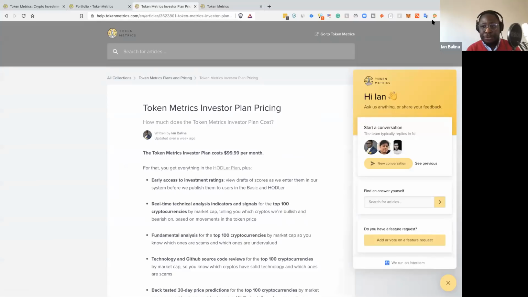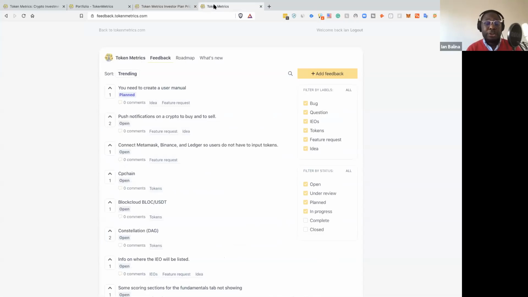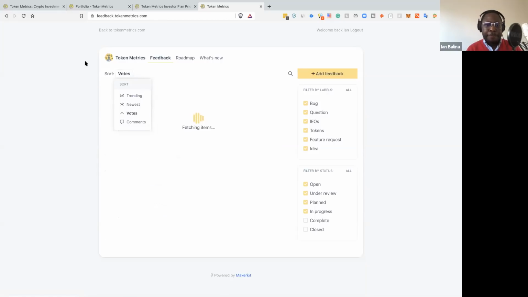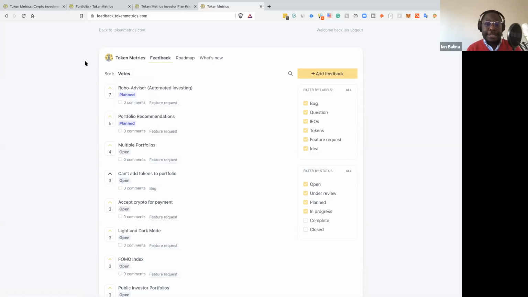So this is definitely a great resource for you to leverage when it comes to doing research and maximizing the utility of Token Metrics. And then we're also taking suggestions from the community. So if you go to feedback.tokenmetrics.com, you can send in feedback to our team, whether it's a bug or a token you want us to add to the system. We can have the community as a whole go through and submit ideas. So for example, right now, what people want the most is one, the robo-advisor, two, portfolio recommendations, and three, the ability to add multiple portfolios. So all this will be added in Token Metrics.